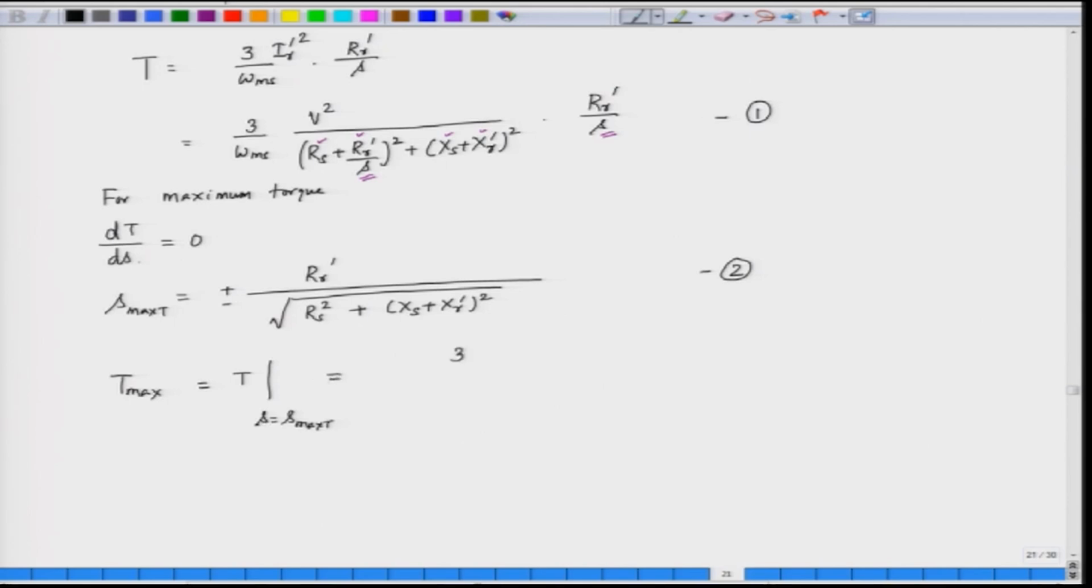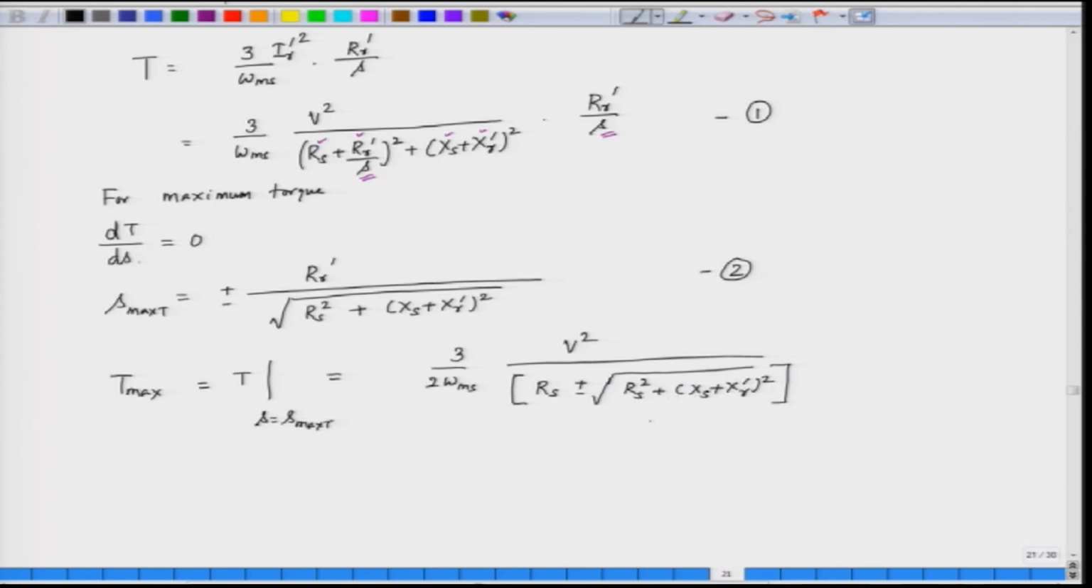3 V square divided by R_s plus minus under root R_s square plus (X_s plus X_r') square, and then that is by 2 omega_ms. So, the maximum value of torque is given as 3 V square by 2 omega_ms into R_s plus minus under root R_s square plus (X_s plus X_r') whole square.